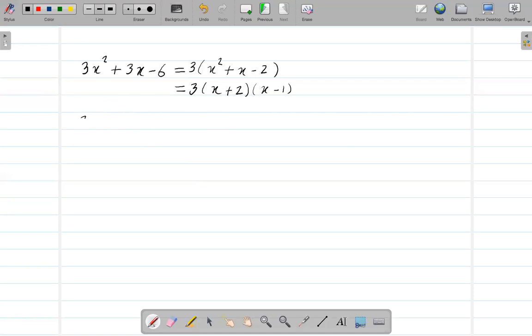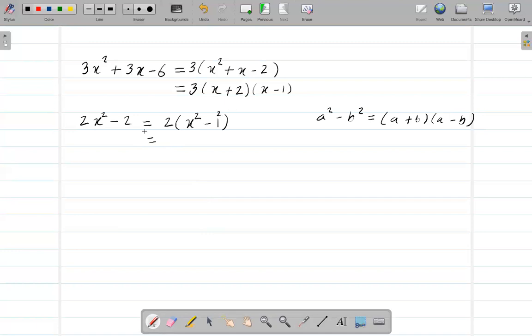Similarly, for the denominator, 2x squared minus 2, first we can factor out 2. We have x squared minus 1. We have a formula: a squared minus b squared is a plus b times a minus b. So 1 we can also write as 1 squared, so I can use this formula: x minus 1 times x plus 1. So this is the numerator, this is the denominator.